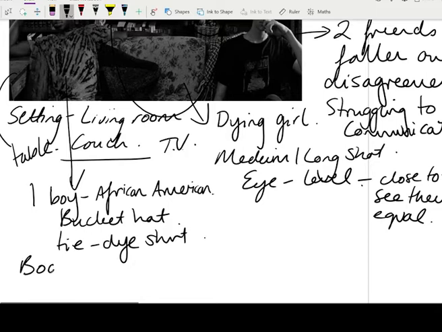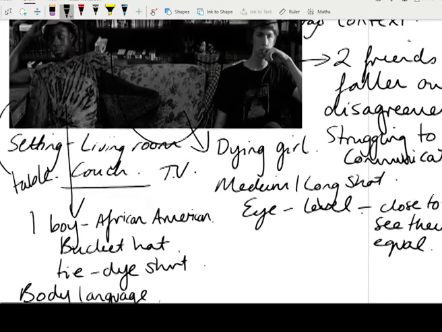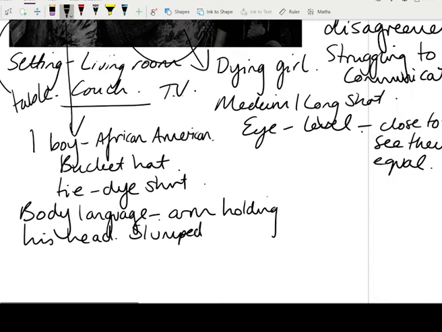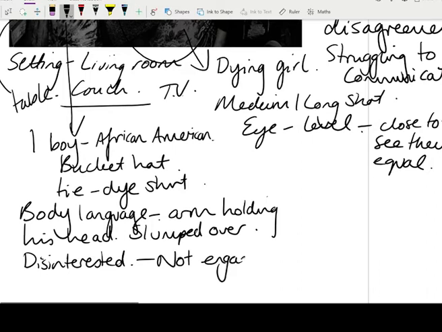His body language. And this is where it becomes important because we get everything by these two characters' body language. He's got his arm holding his head. He's slumped over. He's disinterested. And seems, he's not engaging with the character next to him.